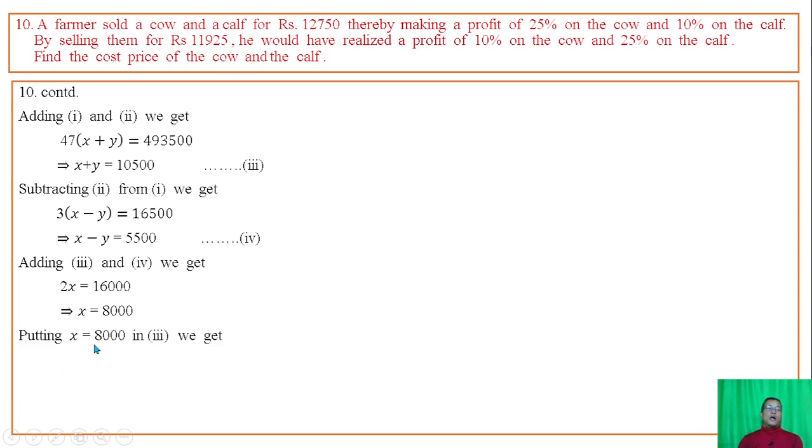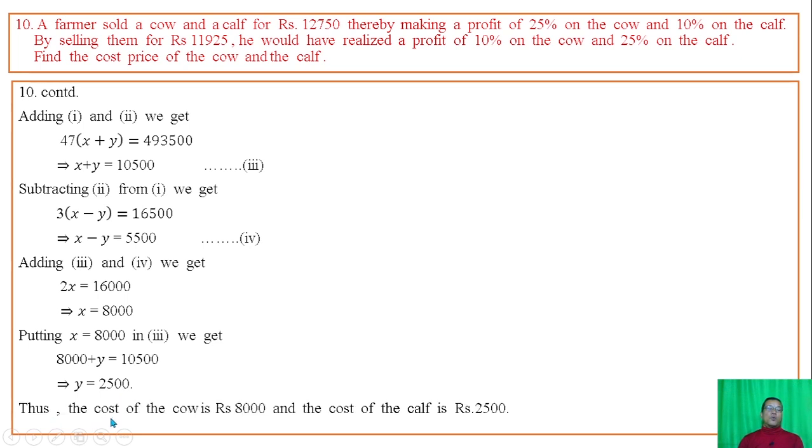Putting x equal to 8,000 in equation 3, we get y equal to 2,500. Thus the cost of the cow is rupees 8,000 and the cost of the calf is rupees 2,500.